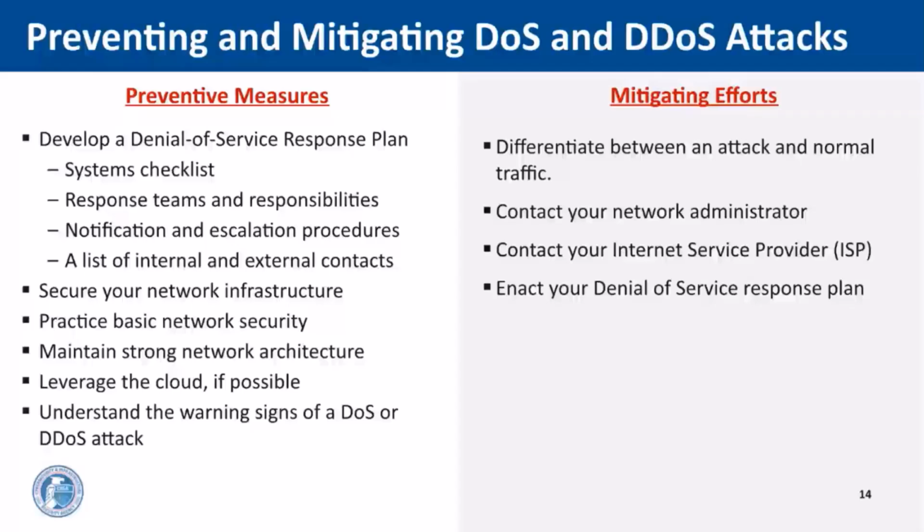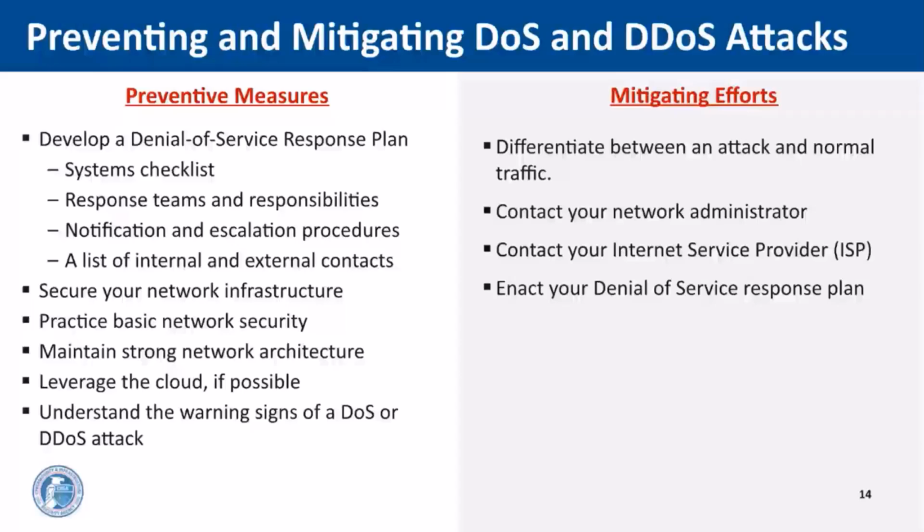Five, if it's possible, you want to leverage the cloud. It's likely the cloud has far more bandwidth and resources than a private network does. And six, you want to understand the warning signs. Once again, you want to be able to monitor, and when you see anomalies on the network, you want to know what the symptoms are, like unavailable websites, slow networks, or other unexplained technical problems. And you want to make sure that it's being reported.